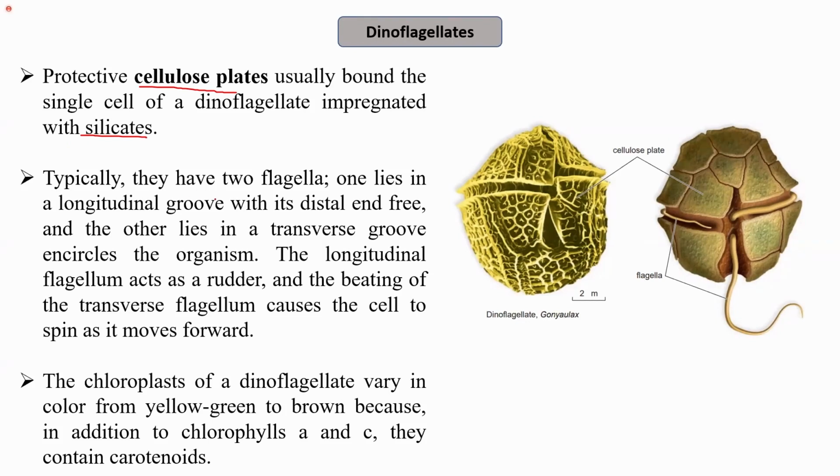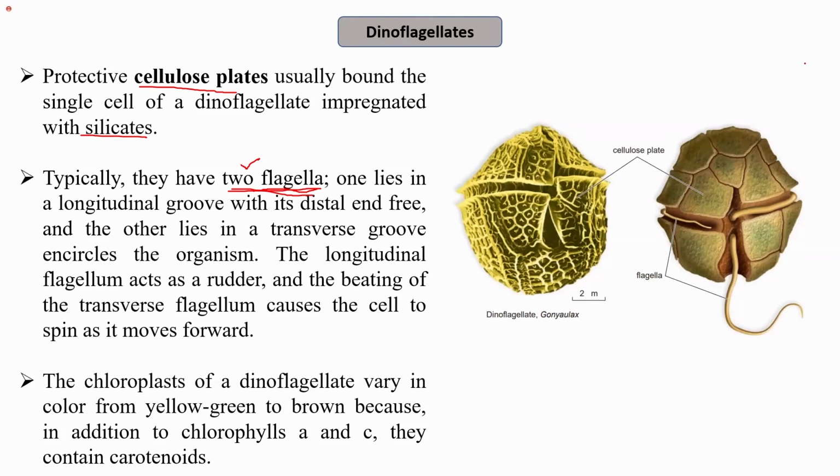Typically, as the name also suggests, they have two flagella. So instead of one, they have two flagella. Diatoms were mostly nonmotile, while the dinoflagellates are motile due to the presence of flagella, right? So typically, they have two flagella. We can see that one lies in the longitudinal groove with its distal end free. The other one is not visible in this diagram, while the other lies in a transverse groove that encircles the organism.